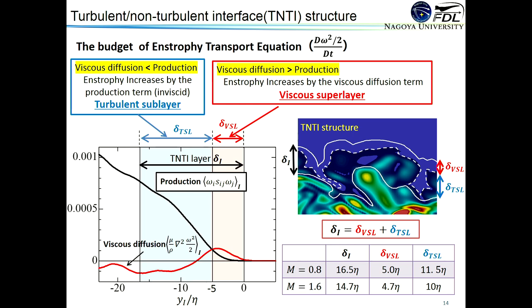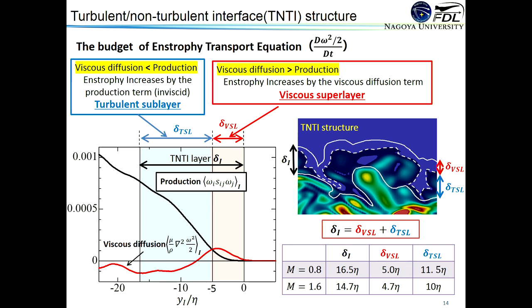The viscosity diffusion and production term are shown in this figure. And this is the low turbulent layer. We can see that in this region, the viscosity diffusion is larger than the production term. So enthalpy is increased by the viscosity diffusion here. And in this region, the enthalpy is increased by the production term. This region is the so-called viscous superlayer, and this is the turbulent sublayer. The thickness of them is shown here.